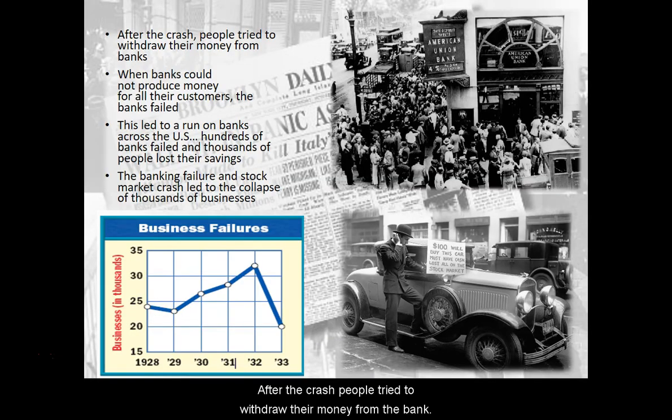After the crash, people tried to withdraw their money from the banks. But the banks couldn't produce any money because in a lot of cases, the banks were using people's money to invest in the stock market. So the bank literally did not have the people's money to give them. And when the banks couldn't produce their money, the banks failed.